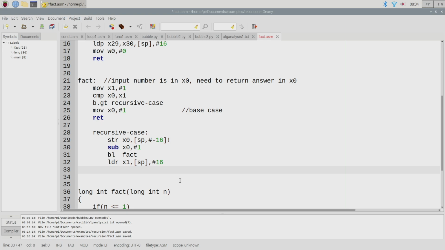Okay, so what's the multiplication that I need to do? The number n is sitting in x1, and the answer to n minus 1 factorial is sitting in x0. So I need to multiply those. And where do I want to put my answer? Let's put it in x0. Okay, so I'm going to multiply x0 and x1 together. And then the number sitting in x0 is my answer.